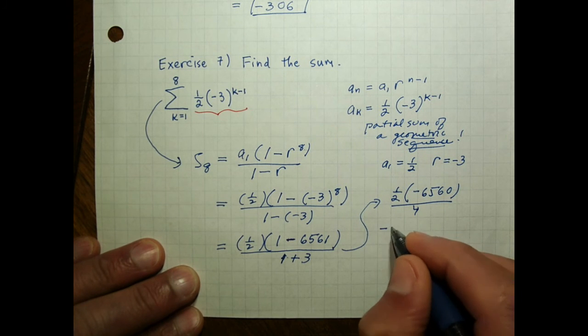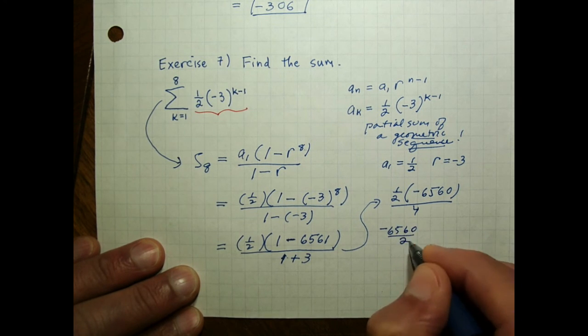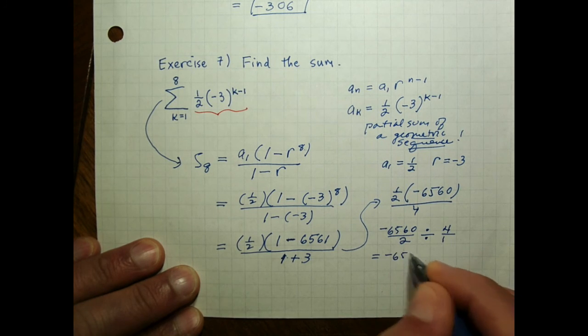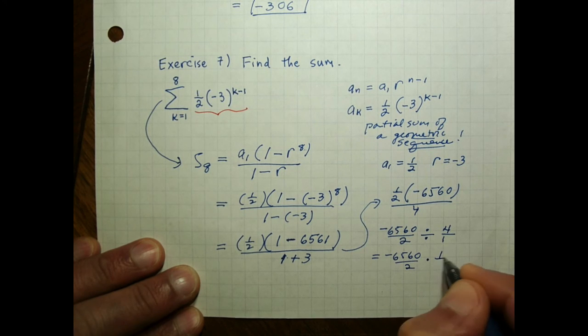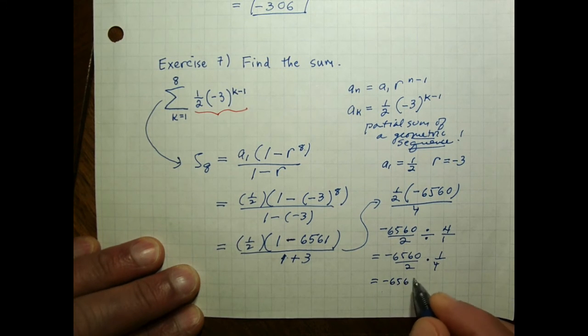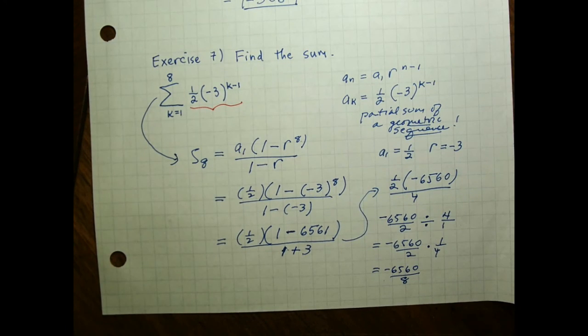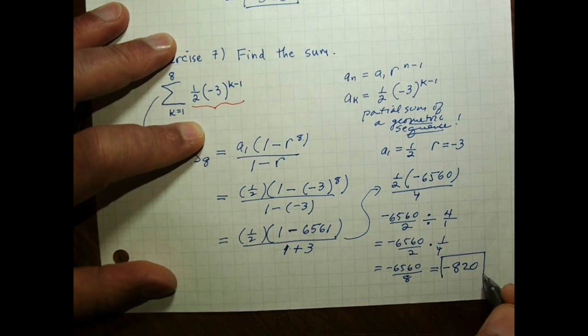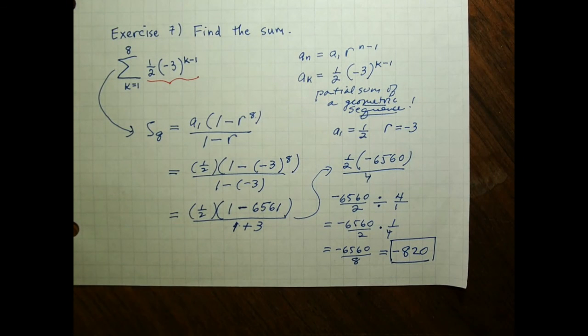So that's negative 6,560 over 2 divided by 4 over 1, which is negative 6,560 over 2 times a fourth, or negative 6,560 over 8. And if I divide that out, negative 6,560 divided by 8, I'm getting negative 820. Another negative sum here, because there are a lot of negative numbers involved for number 7.